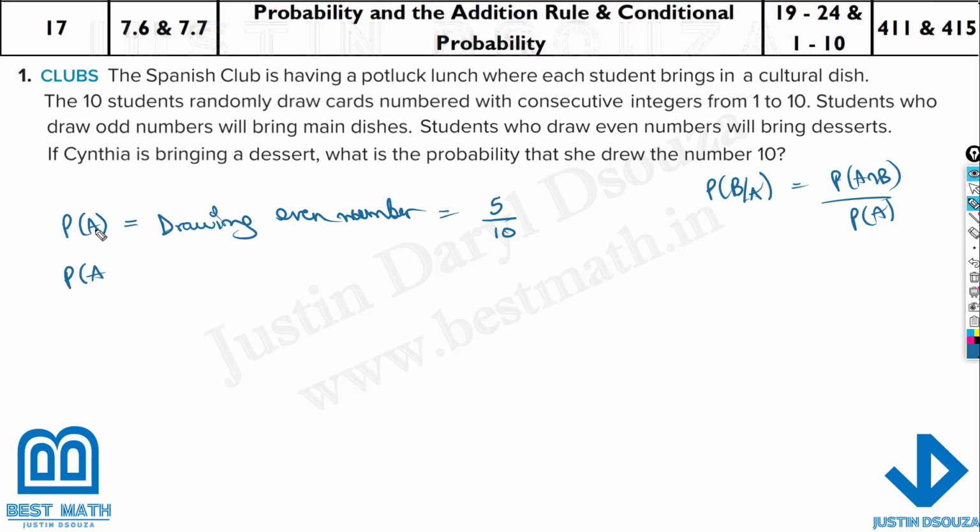The next one, no need of finding the probability of B. We just need A and B, or A intersection B. It's the same thing, A and B with this inverted U.